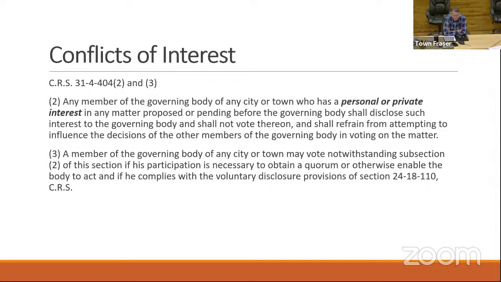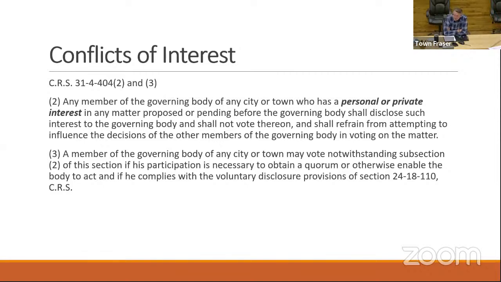Paragraph 2 says any member of the governing body of any city or town who has a personal or private interest in a matter proposed or pending before the governing body shall disclose such interest to the governing body and shall not vote thereon, and shall refrain from attempting to influence the decisions of the other members of the governing body in voting on the matter.